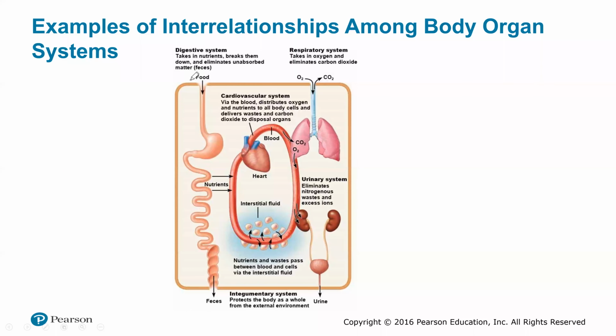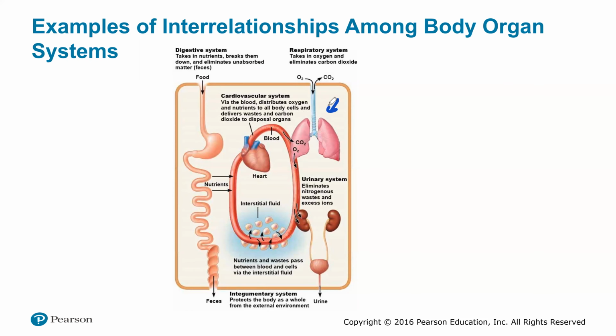The box over here, that's your integumentary system, and organ of integumentary system is your skin. Then you have your food in and feces out, and that's your digestive system. Now you digest your food, break it down into nutrients, and you absorb nutrients into your bloodstream.